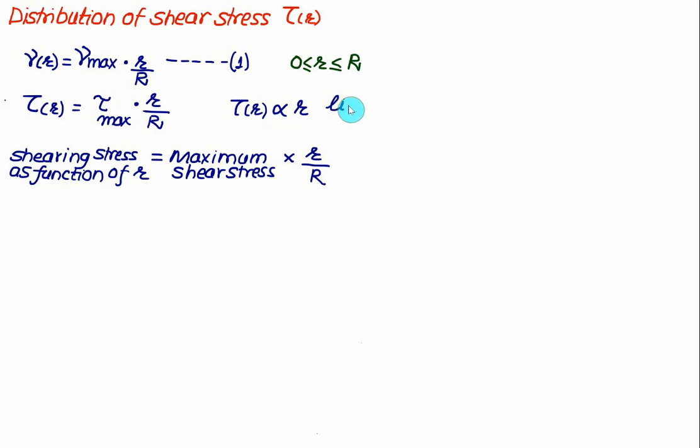This is a linear distribution, and according to this distribution, if we have r equal to 0, then the shear stress, which is a function of radius r, is equal to 0. And if we have r equal to capital R, then the shear stress will be equal to tau max, because r and capital R get cancelled here, and it is the maximum value of the shear stress.